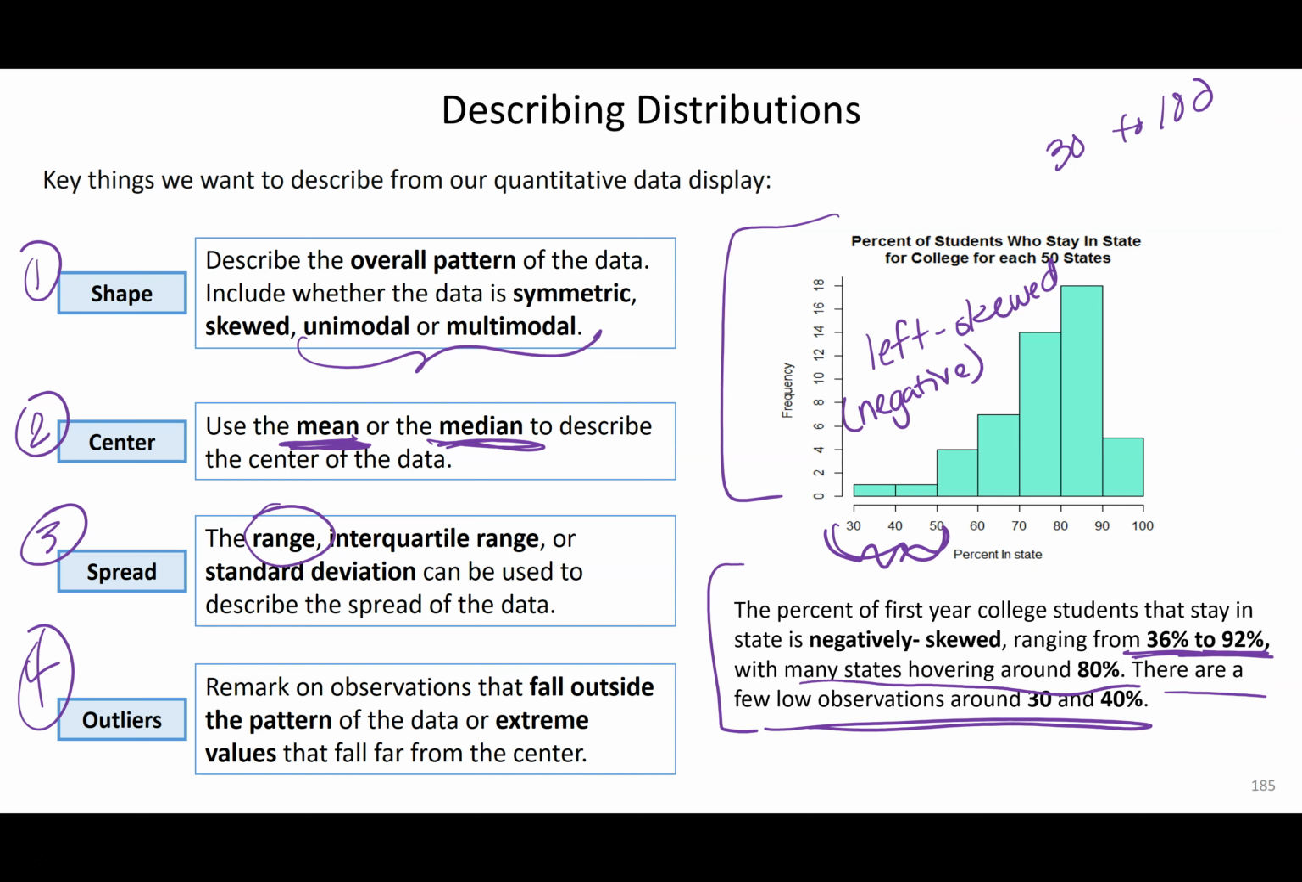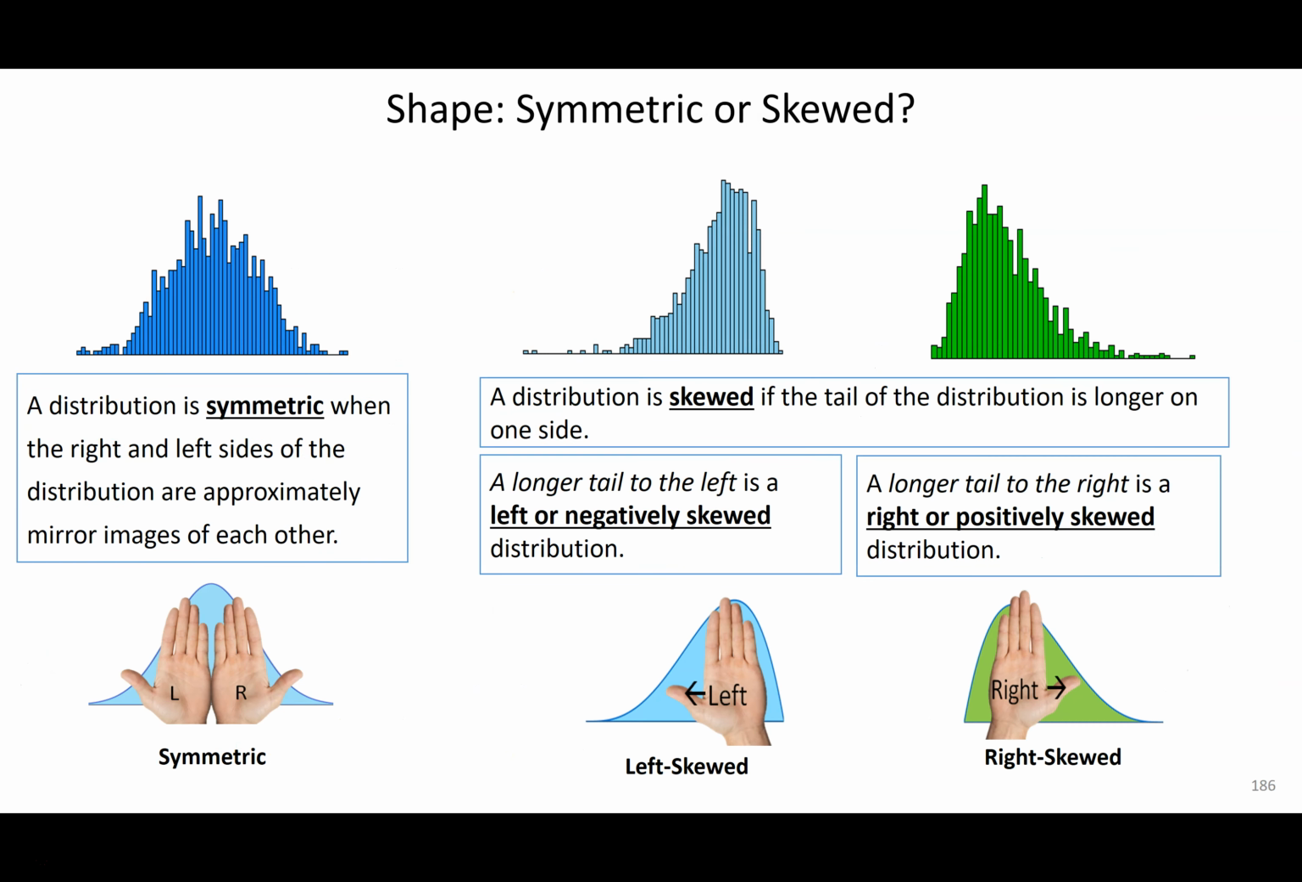So getting to shape. We're going to talk about symmetry, and we're also going to talk about how many peaks. So symmetric or skewed. The idea of something symmetric is you could draw a line down the middle, fold it in half, and it's roughly the same on both halves. It doesn't have to be exactly, but it does have to be at least roughly the same. If you wanted to use your hands, you can hold your left and right in front of you like that, and that would be symmetric. If you have a nice bell-shaped curve, like the normal, it's symmetric.